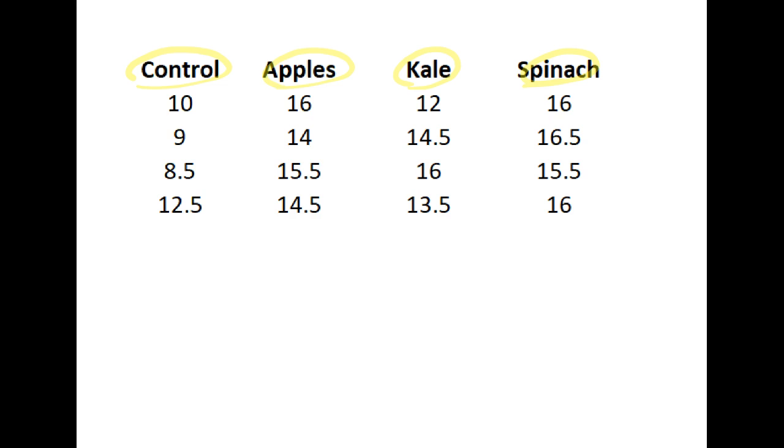And so one of their coaches, their conditioning coach, is telling them that they're going to be given an extra supplement of apples, kale, or spinach. And then they're going to measure them to see how many miles they can run in a 2-hour period, let's say. Okay, so the control group, this group here, is given no extra food items. They just eat their standard diet. Apples, they're given a whole bunch of extra apples. Kale, likewise, and spinach, likewise.